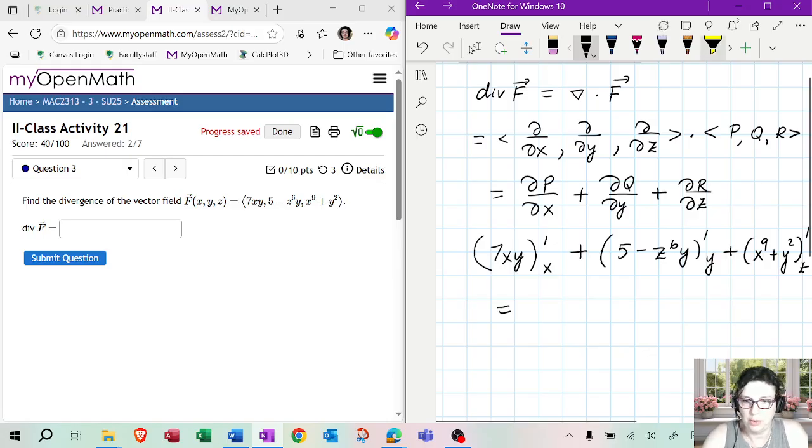Okay, the first one, when we take the derivative with respect to x, think of 7 and y as just some numbers. So it's like 7yx. So the derivative of number times x is just a number. So this is just going to become 7y.